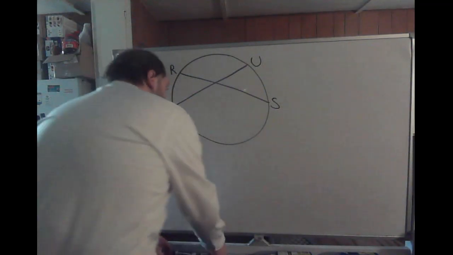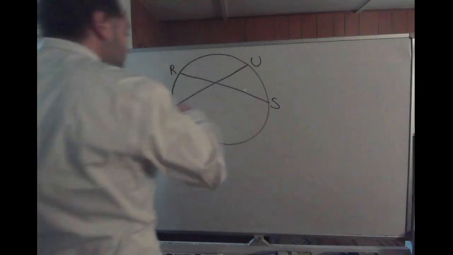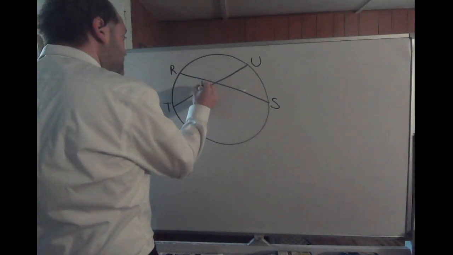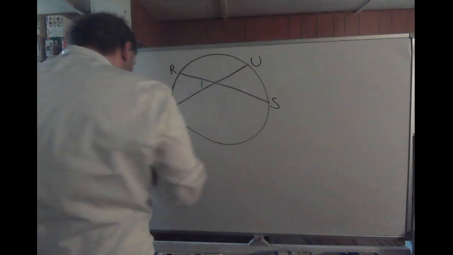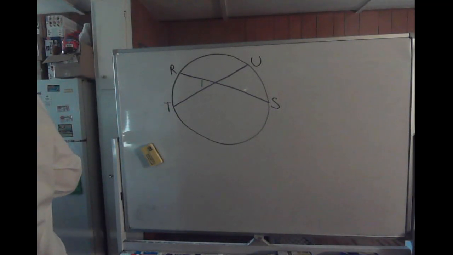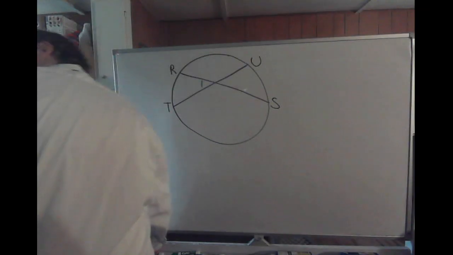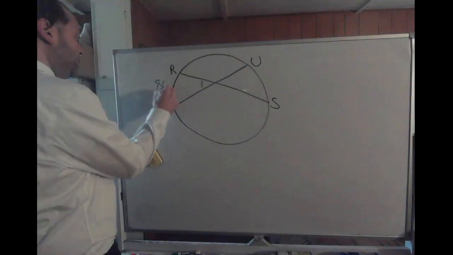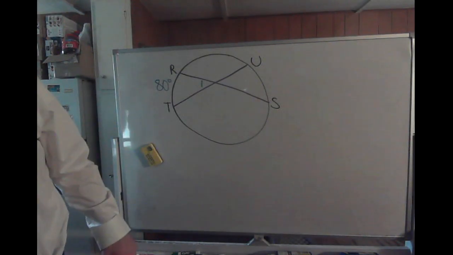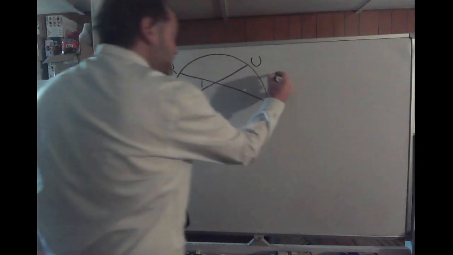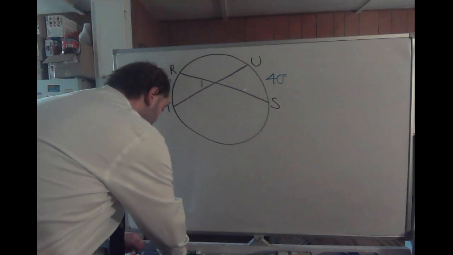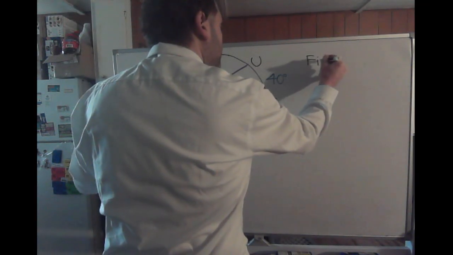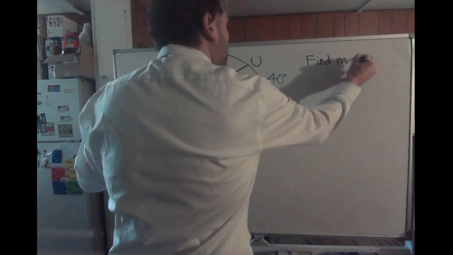Let's see what else we're given here. Oh, let's see what they give us. In this one, they give us that the measure of arc RT is 80. So the measure of arc RT here is 80 degrees. The measure of arc US is 40 degrees. Okay, so what we need to do now is we need to find the measure of angle 1.